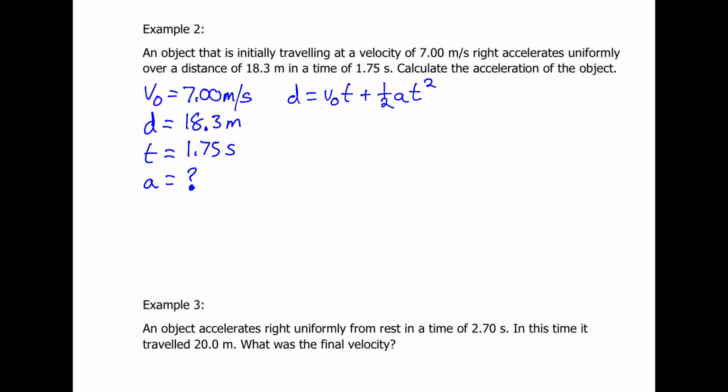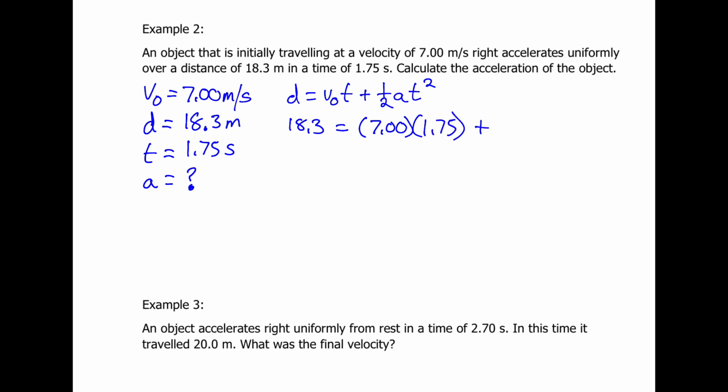So in this case, I'm just going to take every single number from here that I know and slot it right in, and then do the algebra second. So I know the displacement. It's 18.3 equals my starting velocity, 7.00, times time, 1.75, adding to, I'm going to change it right now to 0.5 because that's going to be easier to type into my calculator instead of the 1 over 2. And then I'm going to put an a here, and then a 1.75 squared term there.